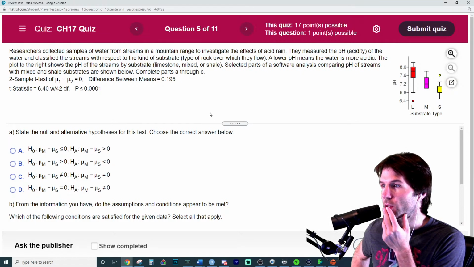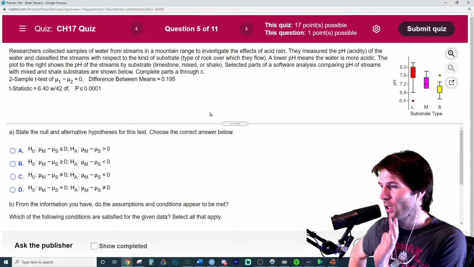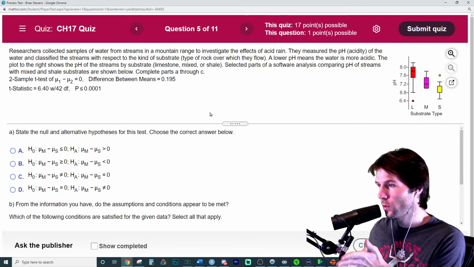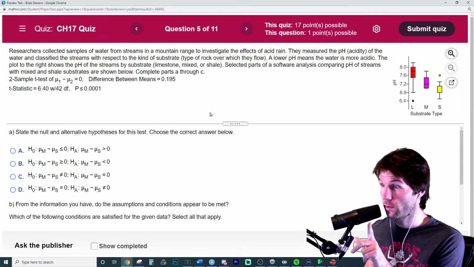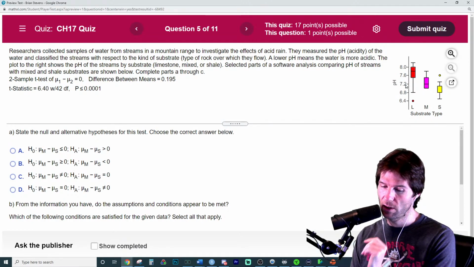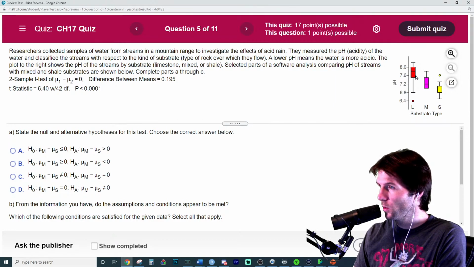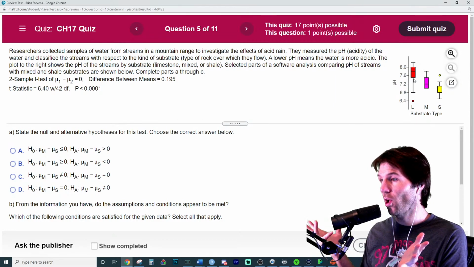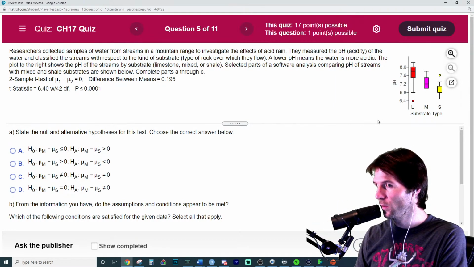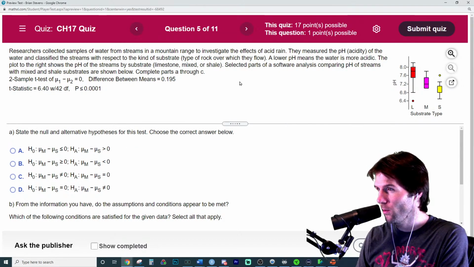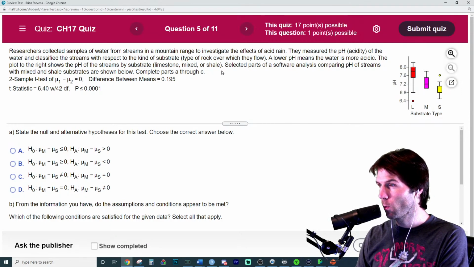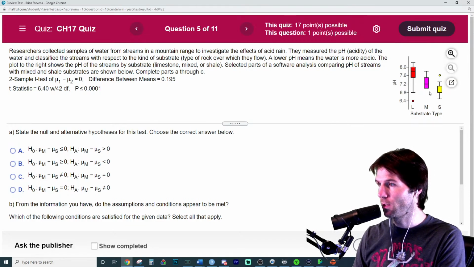So what we're looking at right here is 3 different samples, which is interesting because you might say, how can we do a 2-sample t-test if there's 3 samples? We can compare 2 of the groups. So this is almost like a post hoc test, a test you do after the fact if you were looking at multiple groups. We're going to compare the M and the S group, a mixed versus a shale group, and we're looking at the pH of these groups right here.